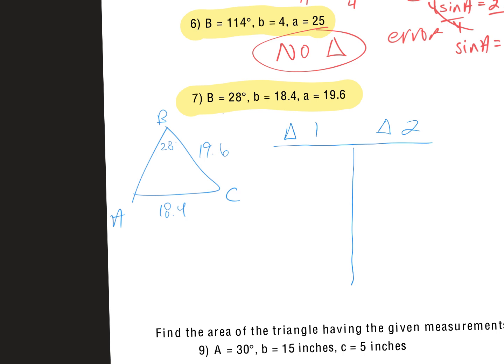If you have 2 sides and 1 angle and you're using the law of sines, you could have 2 triangles. If you have 2 angles, then it can only be 1.